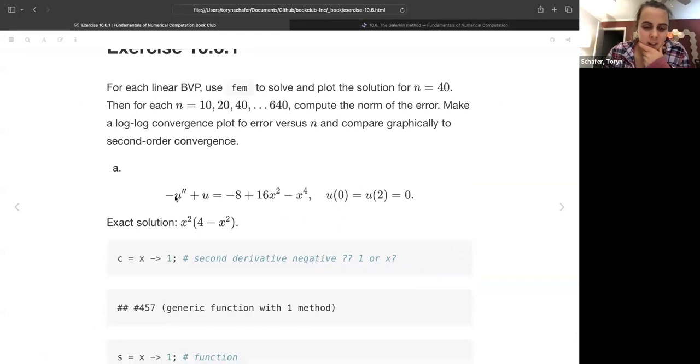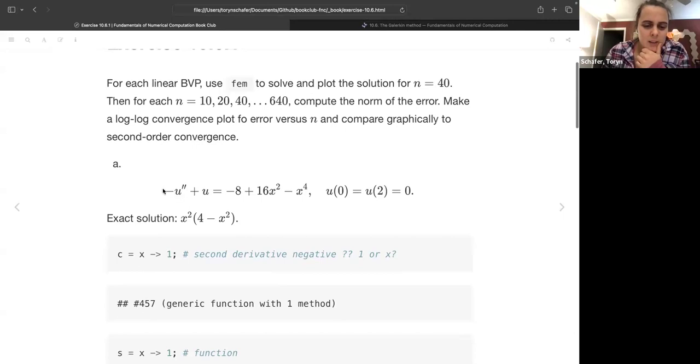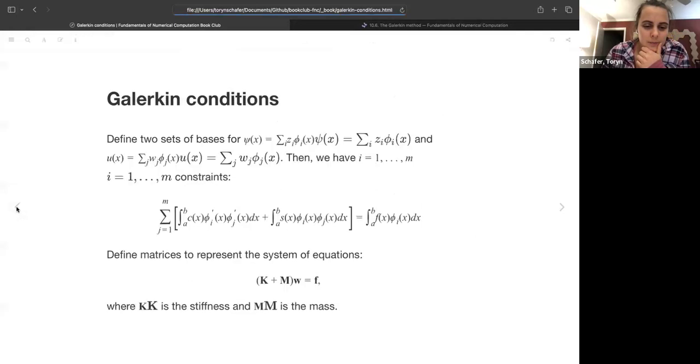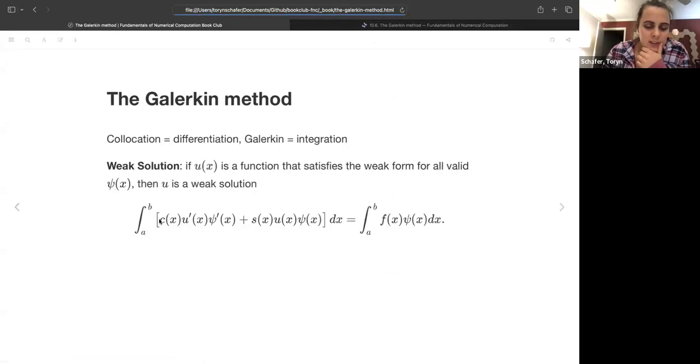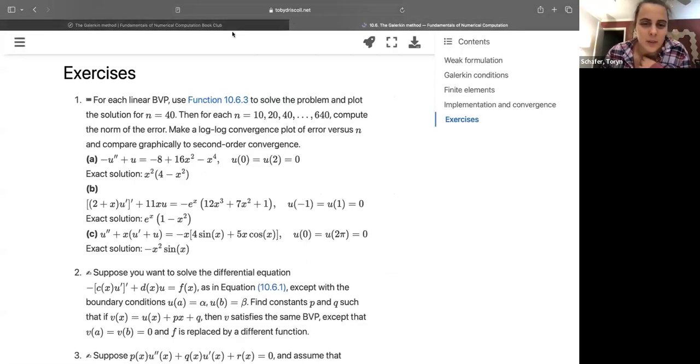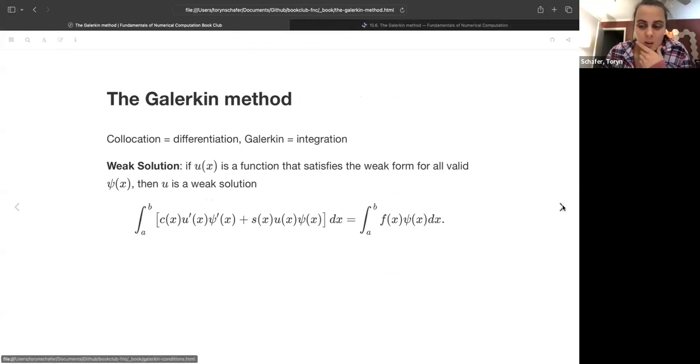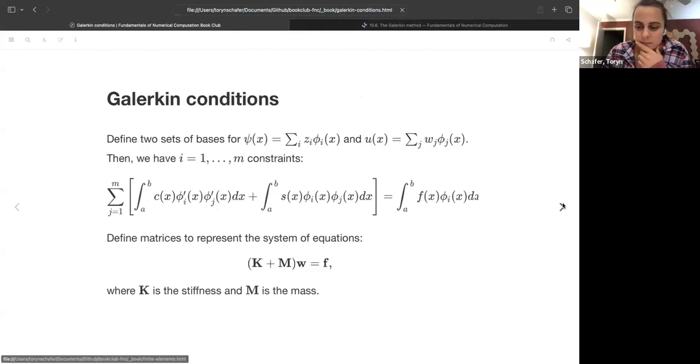Because in the Galerkin method, it always has this negative here. So at first I was putting negative when I shouldn't have. And then there's also some weird thing about this. Wait, let me go back over. This is like C times the first derivative, so I wasn't sure if I needed to integrate. Anyway, I think I did it okay. We'll see.